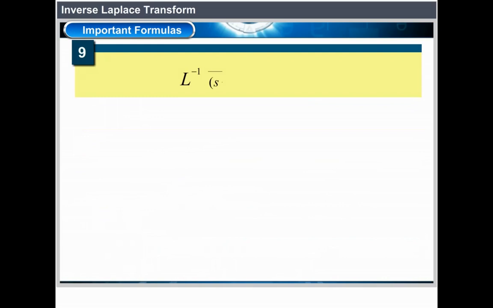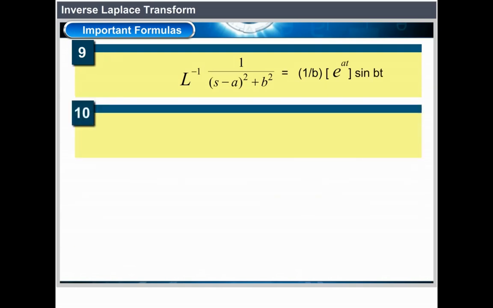Number 9. L inverse of 1 by (s minus a) the whole square plus b square equals 1 by b into e power at into sin bt. Number 10. L inverse of (s minus a) divided by (s minus a) the whole square plus b square equals e power at into cos bt.